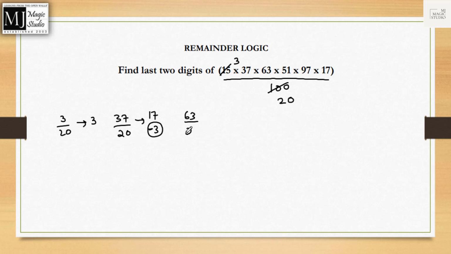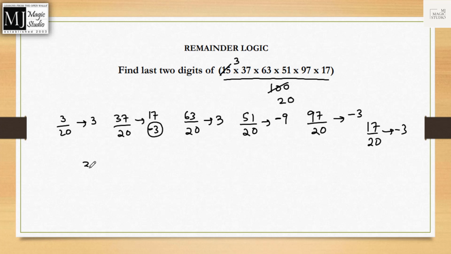Now 63 by 20, the remainder is 3. 51 by 20, we can say the remainder is 11 or minus 9. 97 by 20, the remainder is 17 or minus 3. And 17 by 20, the remainder is 17 or minus 3. Now our task is to multiply all these remainders. So the final remainder would be 3 into minus 3 into 3 into minus 9 into minus 3 into minus 3.